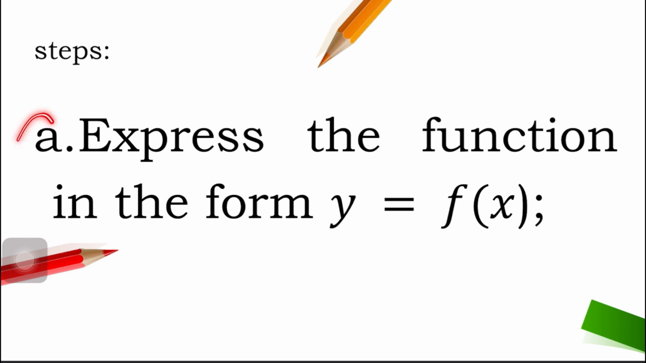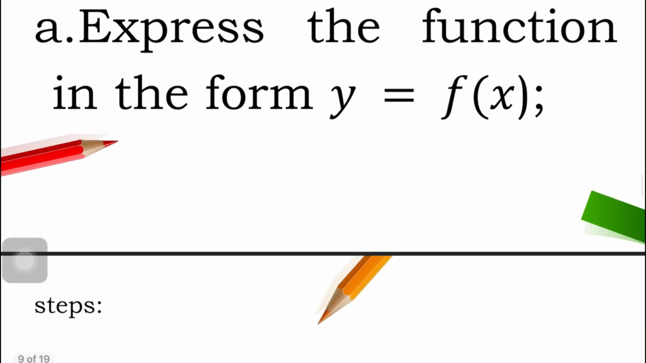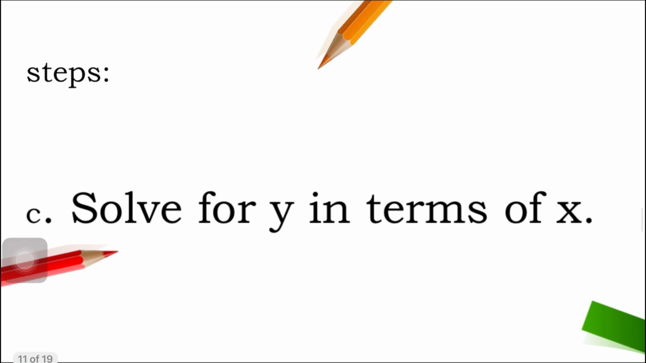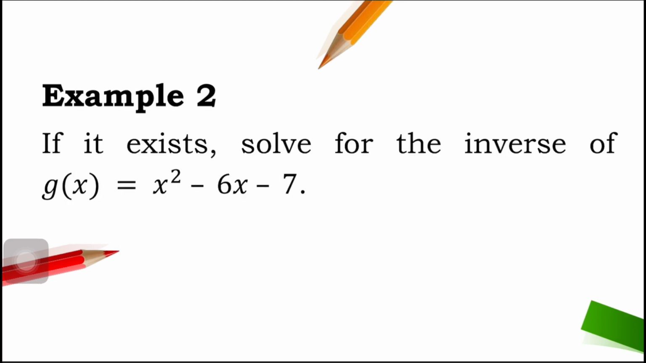Step A. Express the function in the form y is equal to f of x. Step B. Interchange the x and y variables in the equation. And step C. Solve for y in terms of x. Example number 2. If it exists, solve for the inverse of the function g of x is equal to x squared minus 6x minus 7.